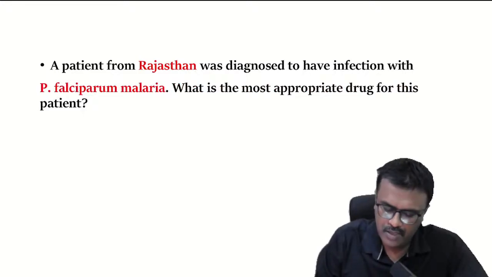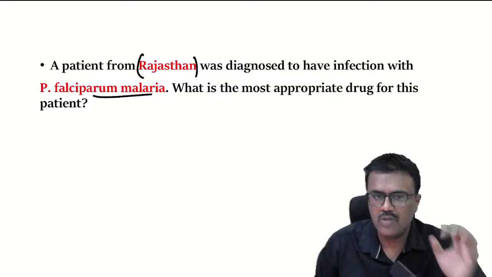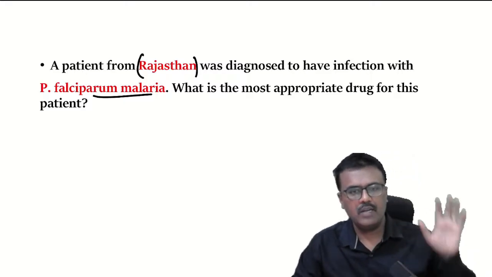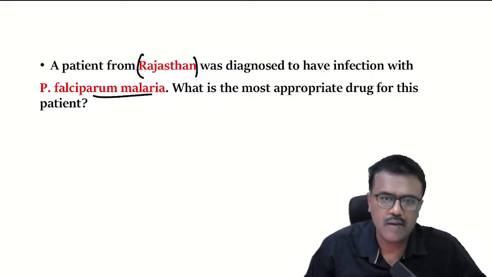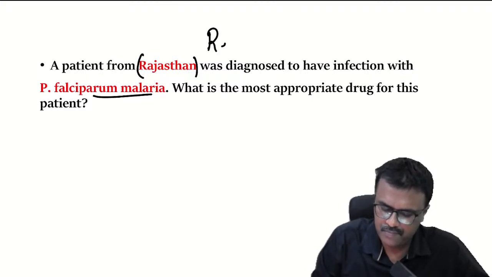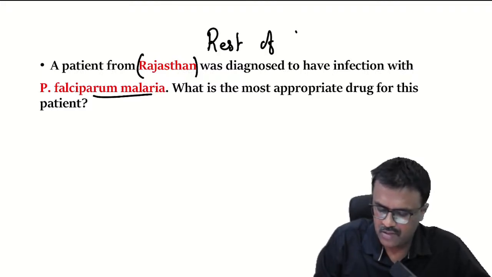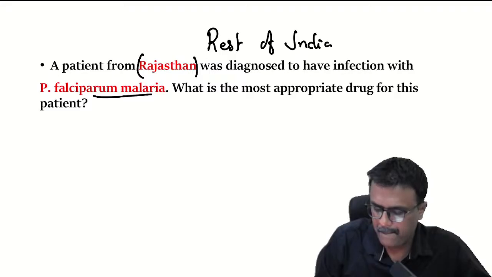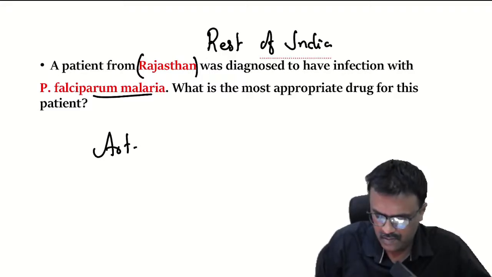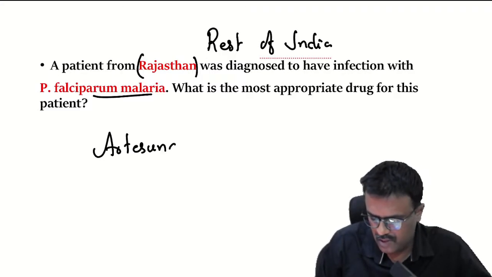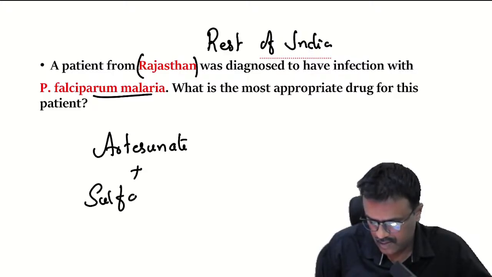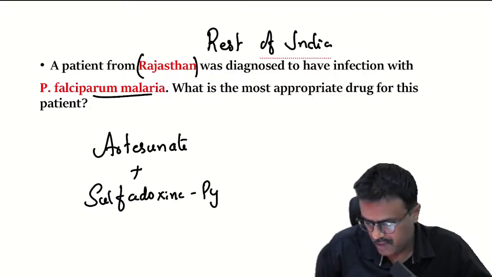Now, rest of India: a patient from Rajasthan was diagnosed to have falciparum. What is the most appropriate drug? Northeast, I told you. In the rest of India, we use artesunate plus sulfadoxine-pyrimethamine combination.